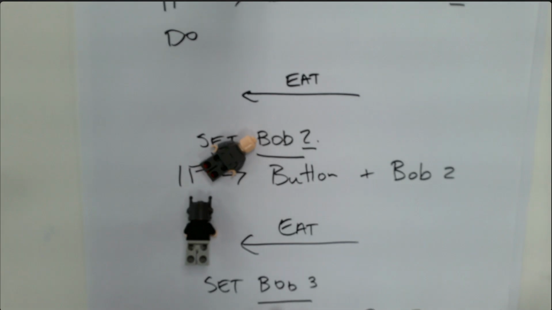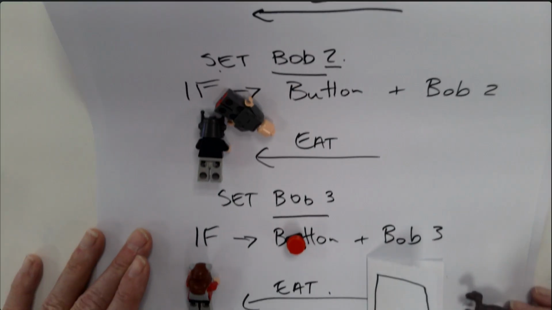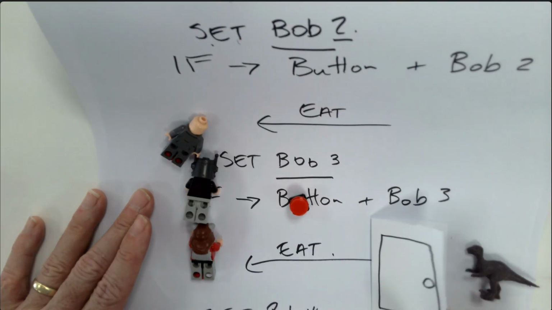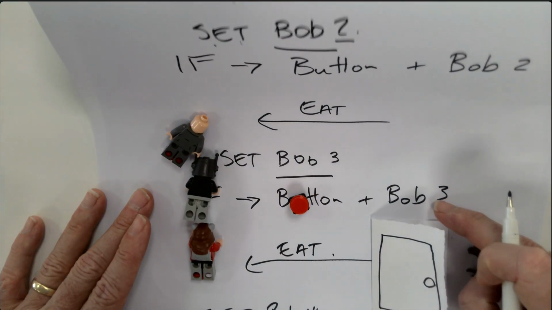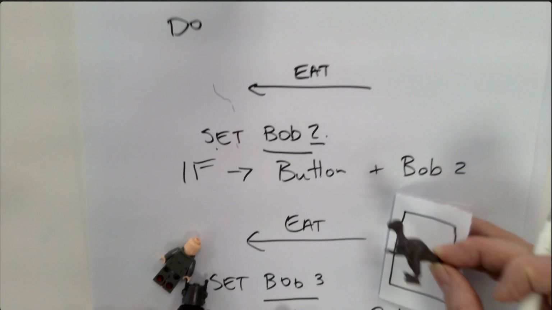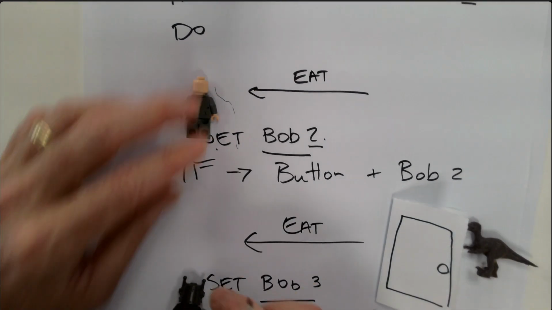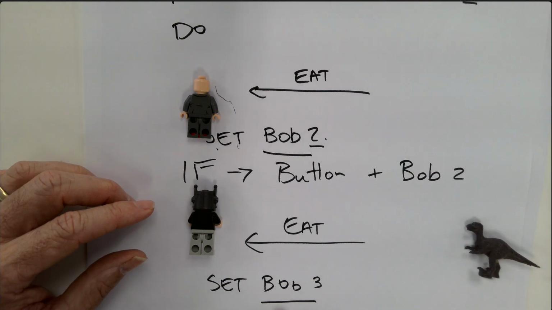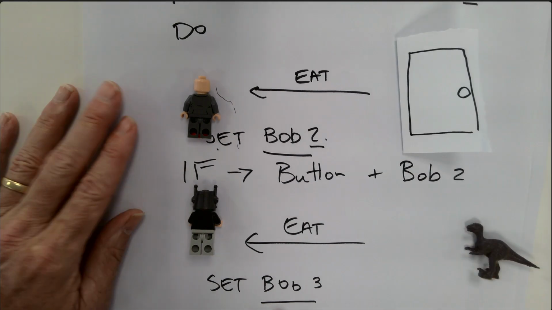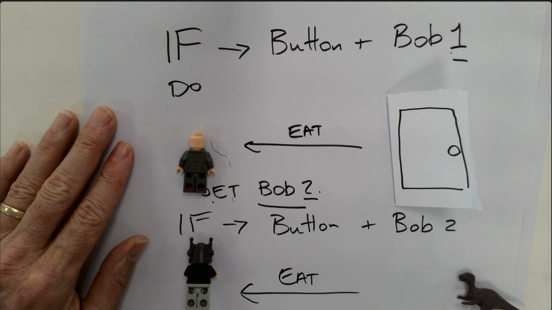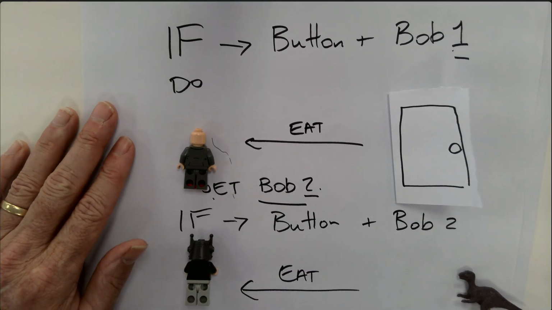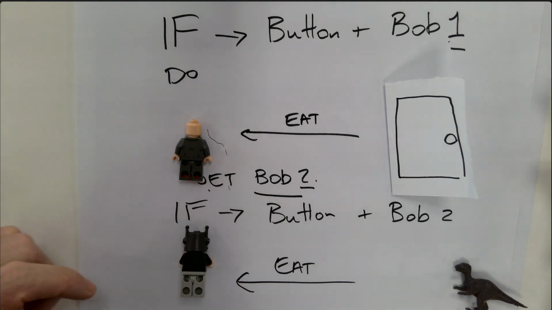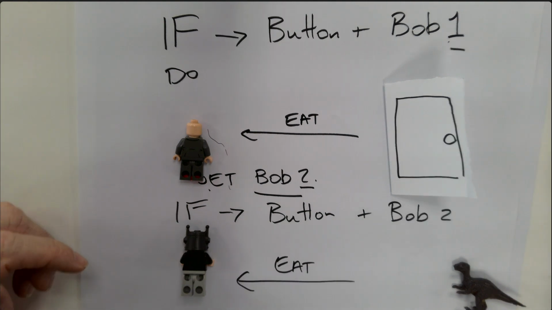Now the dinosaur can't get in here because Bob is set to 4, and you need 3 for that one. So the dinosaur can't eat the Lego men anymore because he's locked outside the 3 doors, as the conditions aren't met. And that's how the if statement works with using variables and conditions. Hope that made some sense.